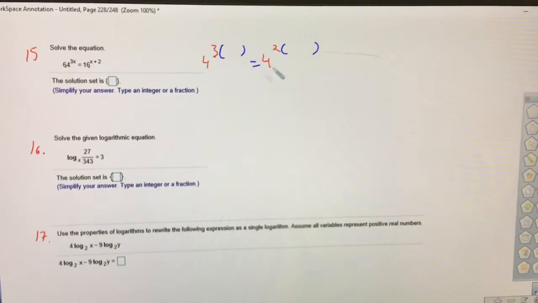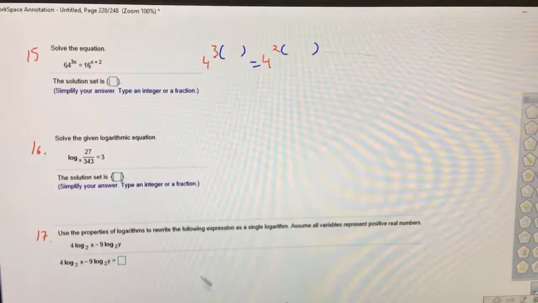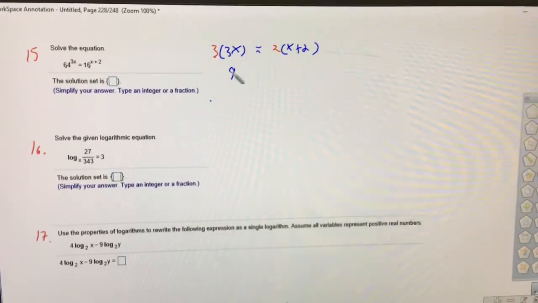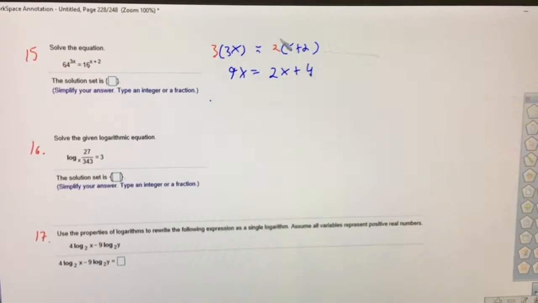4 to the 3rd is 64. 4 squared is 16. And then I'm going to drop in the 3x and the x plus 2. I can now ignore those bases and solve 9x equals 2x plus 4. I distributed. That's going to give me 7x equals 4, or x equals 4 sevenths.